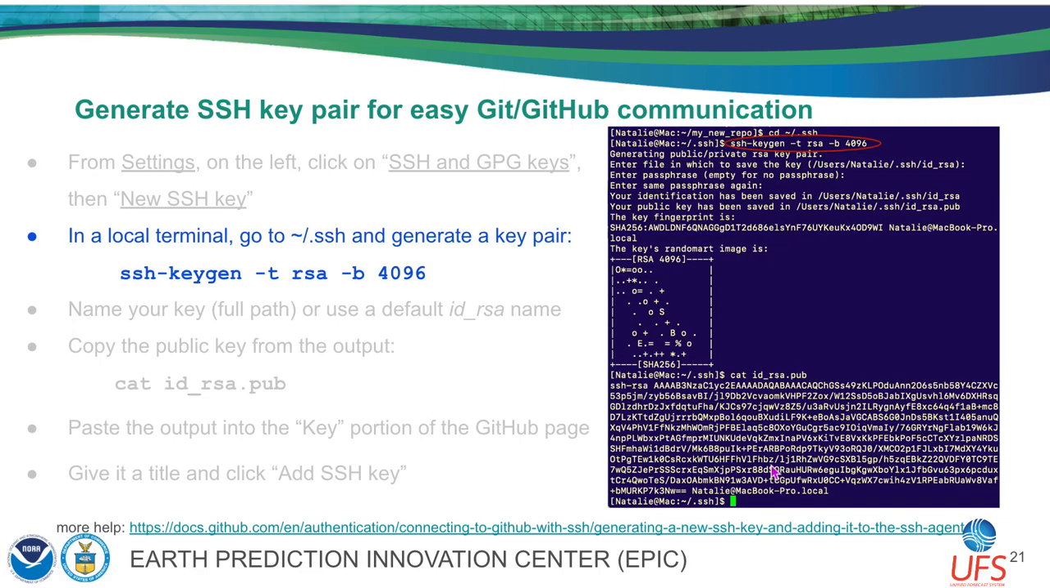Then if you switch back to the local terminal, we would need to generate a new key pair. The new key pair will consist of a public key and a private key. And this is done using the ssh-keygen command with the -t option, where you set the type of the key, and -b is the strength of the key in bits. So ssh-keygen -t rsa -b 4096 will create us a key pair.